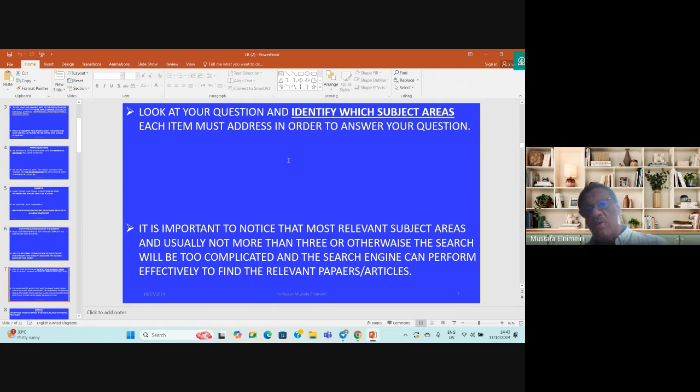And then you have to look at your question to identify which subject areas, which building blocks for your search, each item must address in order to answer your question. It's important to notice that the most relevant subject areas or building blocks usually should not be more than three, or otherwise the search will be too complicated. If you formulate more than three, four, five or six subject areas, then the search will be too complicated and the search engine cannot perform effectively to find relevant papers or articles.